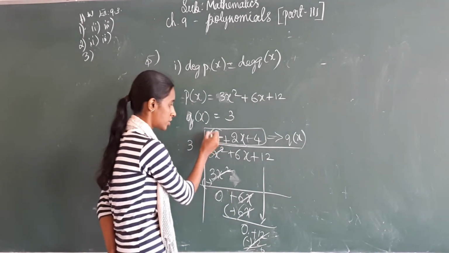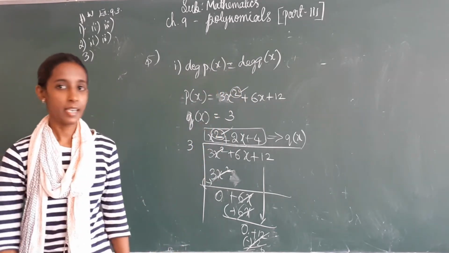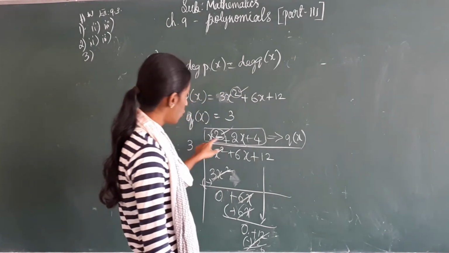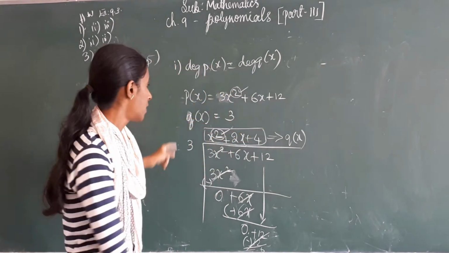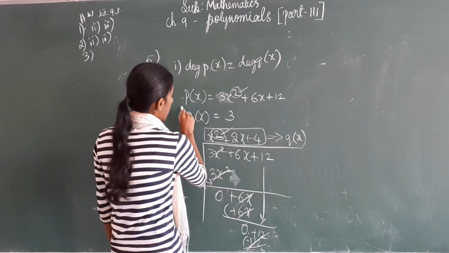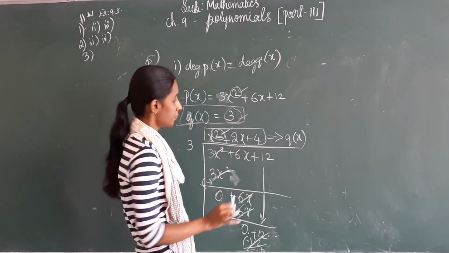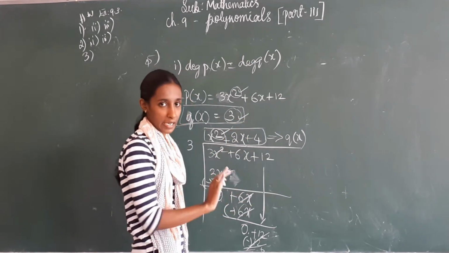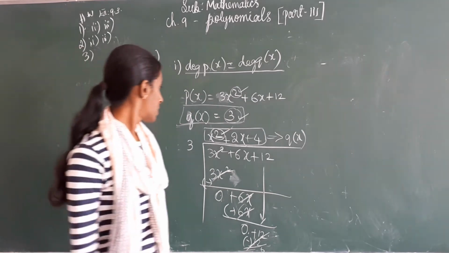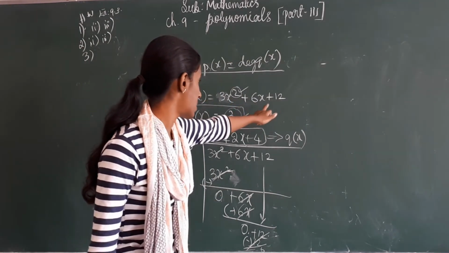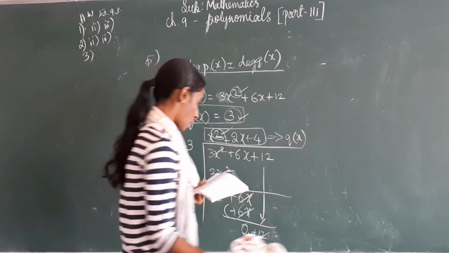If you observe, what is the degree of the quotient? 2. What is the degree of p of x? It is 2. Condition satisfied? Yes. So degree of p of x is equal to degree of q of x. For any example of your choice, the g of x you take should be a constant number, not a variable. If you take any constant number, this condition will be satisfied. So this is the example: p of x is equal to 3x square plus 6x plus 12 and g of x is equal to 3. Condition is satisfied. Hope you have understood, children.